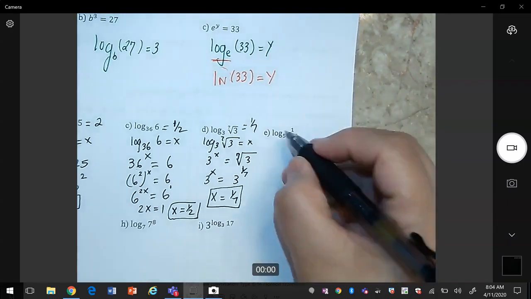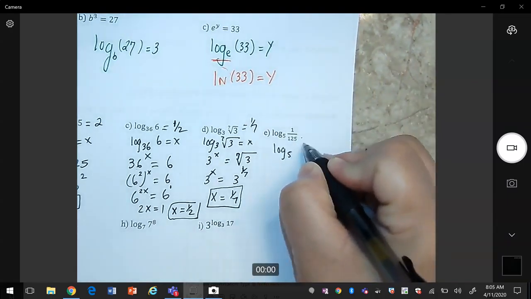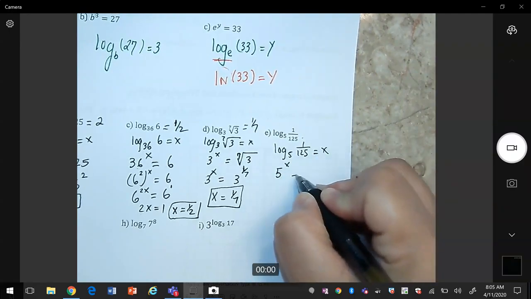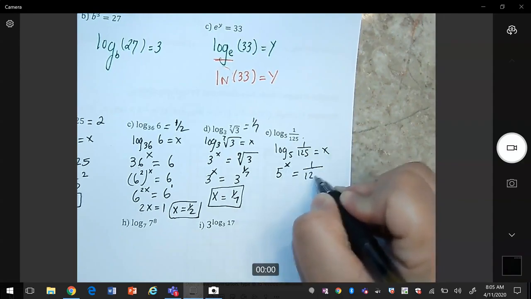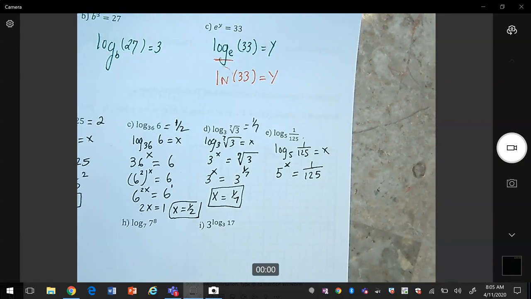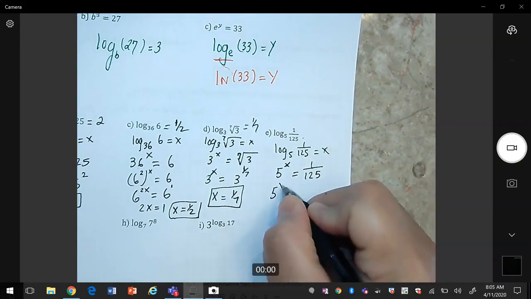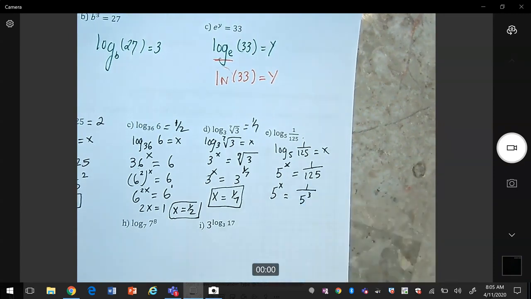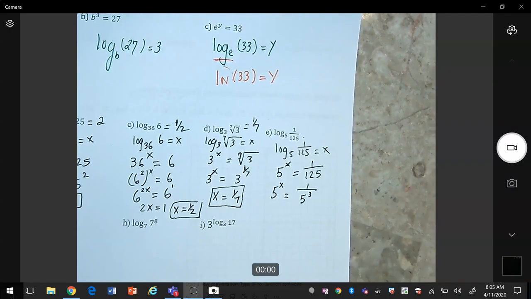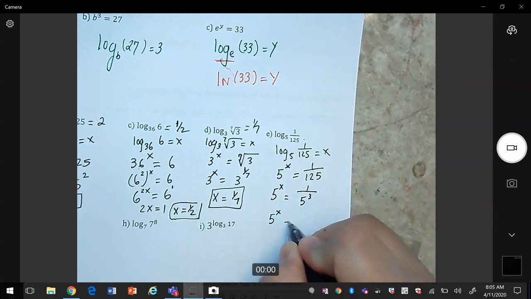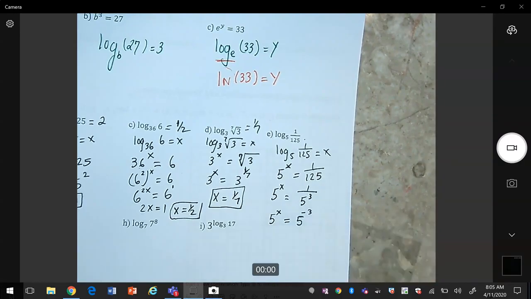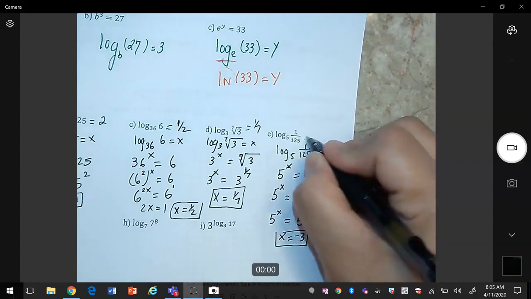Letter E, we have log base 5 of 1 divided by 125, set it equal to x. So this would be 5 to the x is equal to 1 over 125. So I can try to make them have the same base. 125 is the same as 5 cubed. But notice that we have 1 divided by 5 cubed. So we can use the exponent rules, and this would be 5 raised to the -3. And so we get x equals -3.